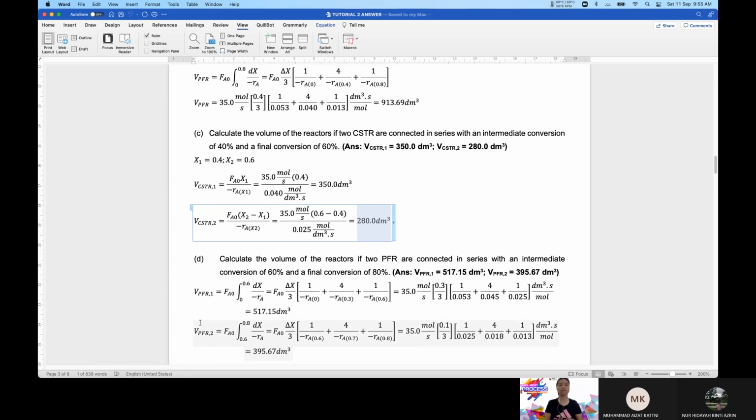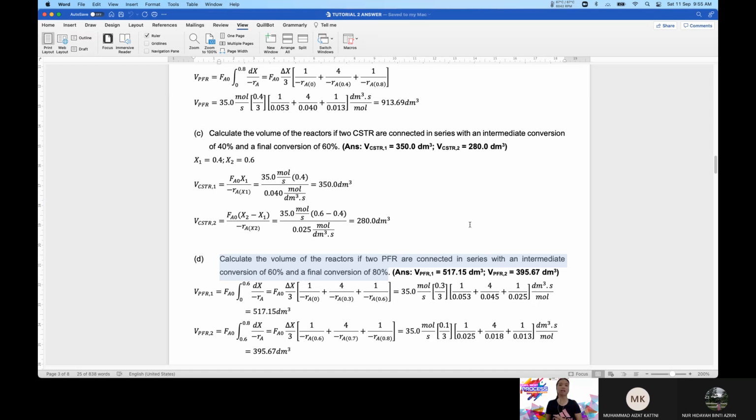Let us go to part D. So part D dikata, calculate the volume of the reactor if two PFR are connected in series with an intermediate conversion 60%, final conversion 80%. Okay, sekarang kita buat untuk PFR pula. Tadi CSTR, sekarang kita buat PFR dan PFR ni pula two in series, sama. But the first reactor tu conversion dia 60%. Meaning dalam reaktor pertama tu daripada A yang tak di-convert, dia naik sampai 60% conversion. Tapi masih tak cukup. So dia connect to second reactor yang daripada 60% tu dia naik sampai menjadi 80%.